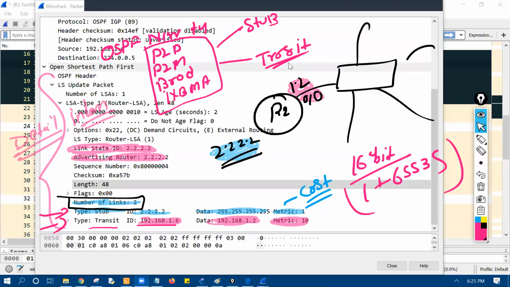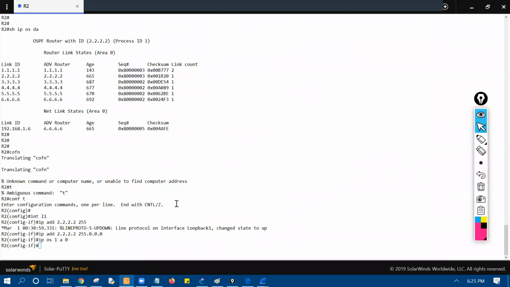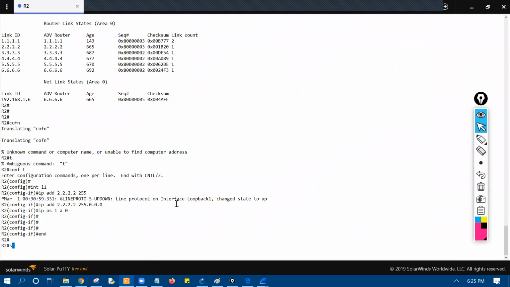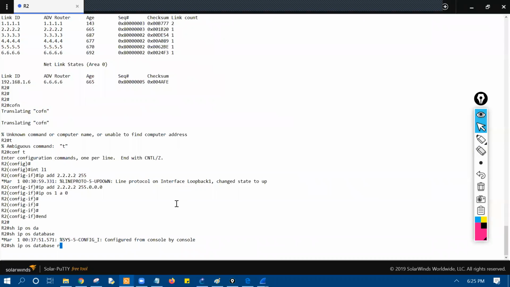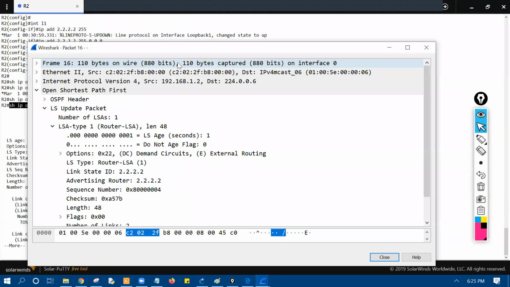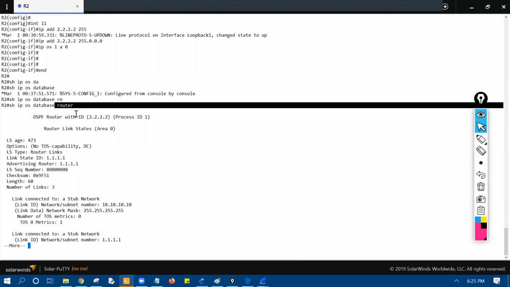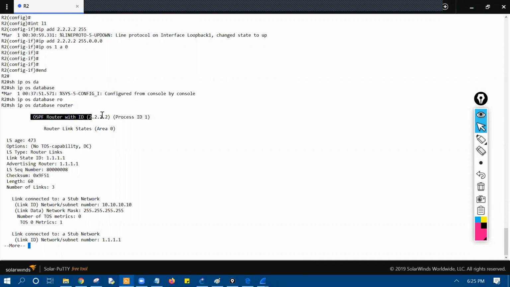This is going to contain the detailed information about the router LSA update packet. But if you want to see the same information in your Cisco CLI, you can check that command. You can just put the command show ip ospf database and the router LSA. I'm looking for the router LSA. The OSPF router ID is 2.2.2.2, that's my R2 router ID, process ID 1 and area 0.